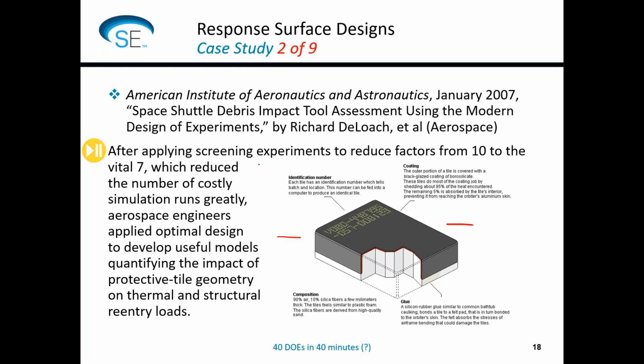But there were times when those tiles did not work so well on the space shuttle, for example. And so this study that was done by Richard DeLoach used screening experiments, reduced the number of factors from 10 to 7. And then this was actually done in a simulator. They applied optimal design to provide useful models. And they were able to quantify the impact of the geometry of the tiles on these thermal and structural loads that would cause failure.